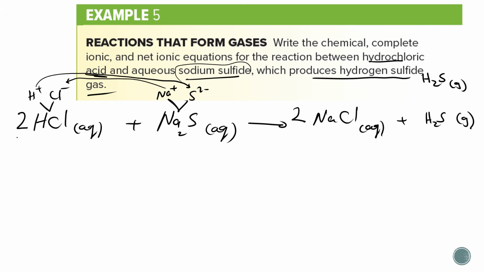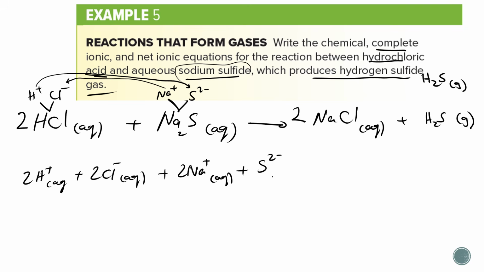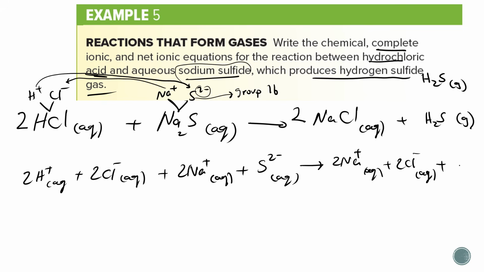And we need to balance the equation. So now for the complete ionic equation: 2H+ (aq) + 2Cl- (aq) + 2Na+ (aq) + S2- (aq). Why is the charge of S minus 2? Because S is in group 16 of the periodic table. Gives 2Na+ (aq) + 2Cl- (aq) + H2S gas.